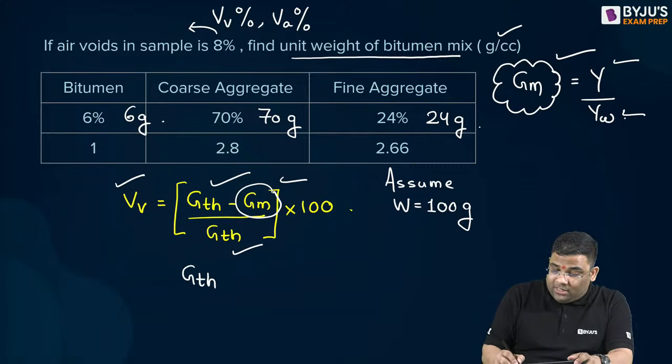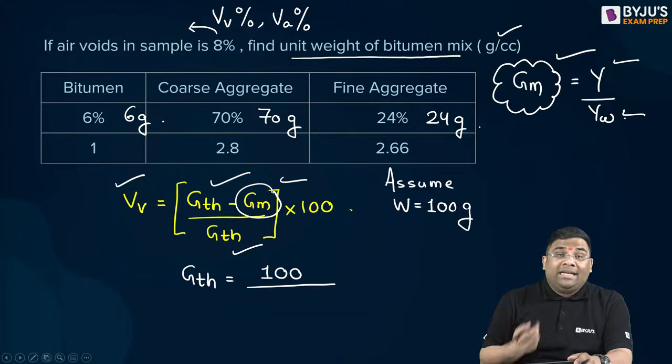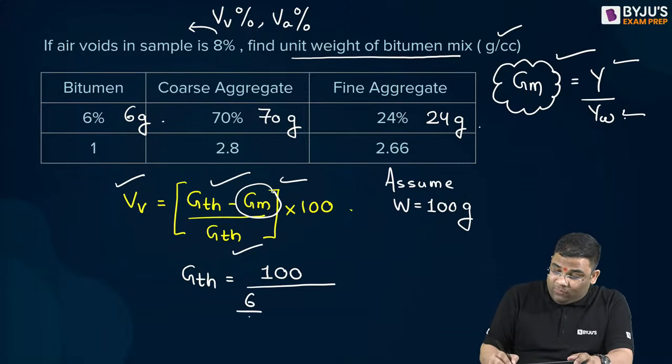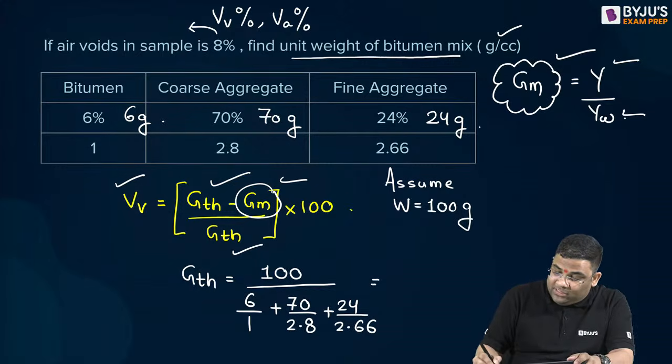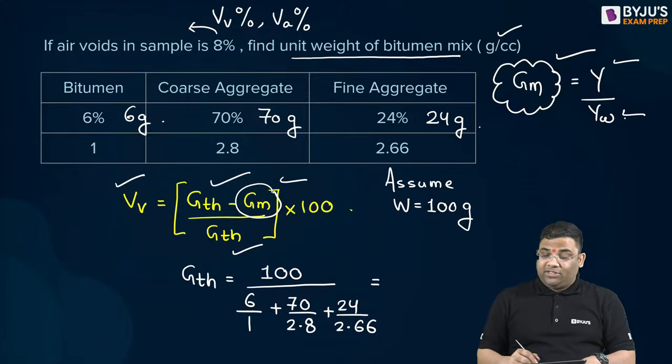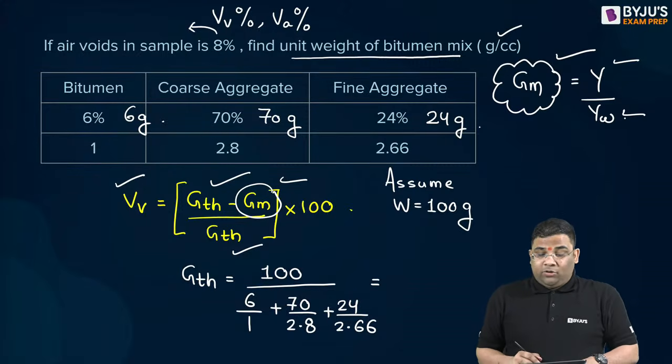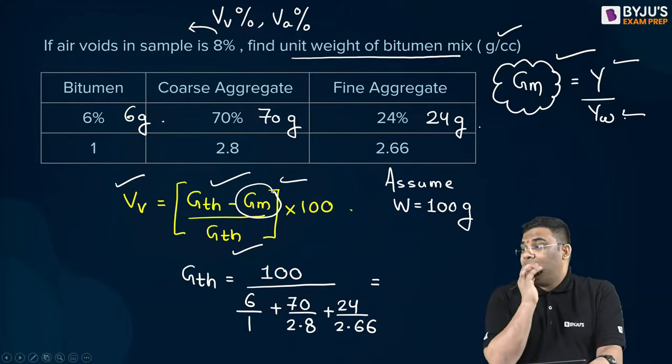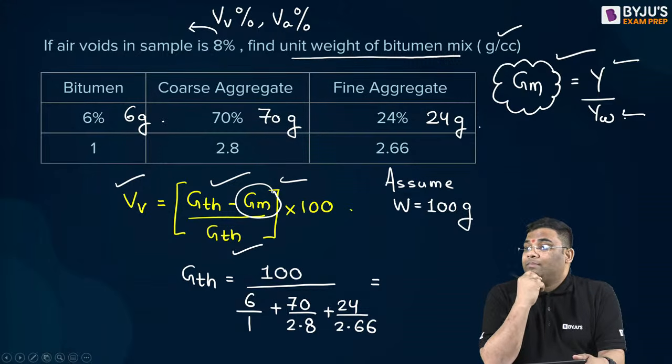G theoretical will be: the total weight is 100, divided by the sum of the ratios of weight and specific gravity, that is 6 by 1 plus 70 by 2.8 plus 24 by 2.66. So how much G theoretical are you getting? Please mention in the comment section.